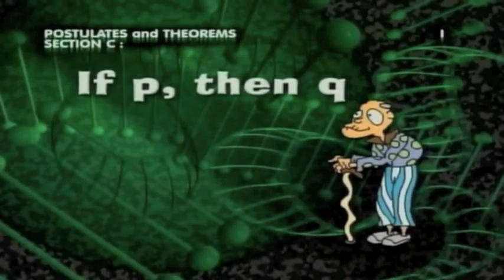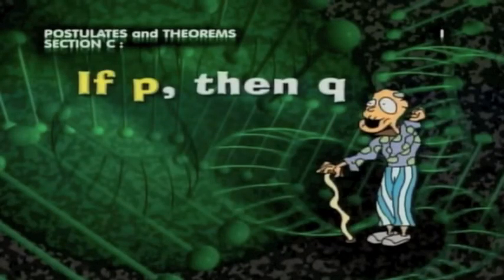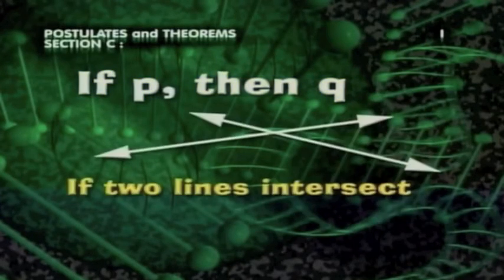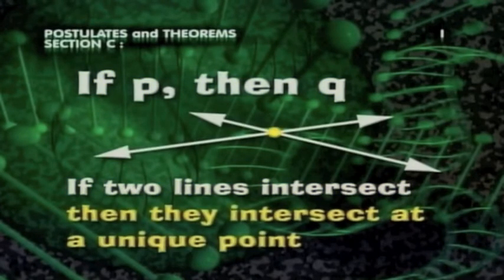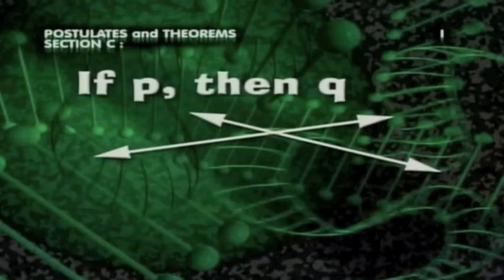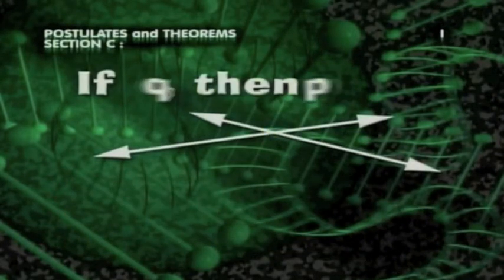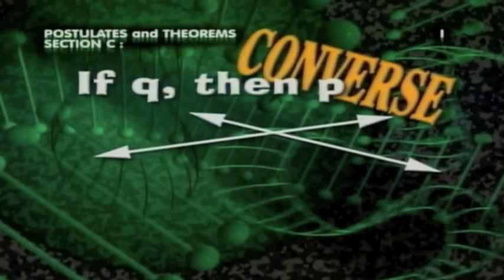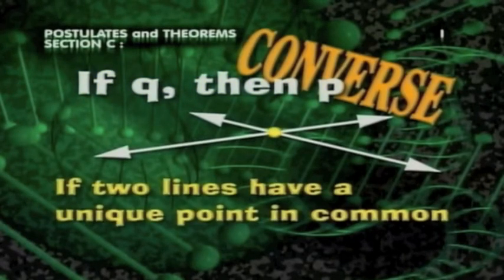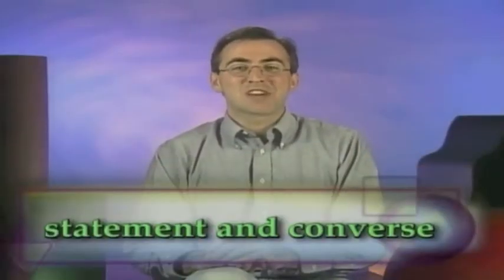Here's our statement in the good old if-then form. You know, if P, then Q. If two lines intersect, then they intersect at a unique point. If we take our statement in if P then Q form and reverse it to if Q then P, this gives us the converse. The converse is, if two lines have a unique point in common, then they intersect. So, that's the statement and its converse.